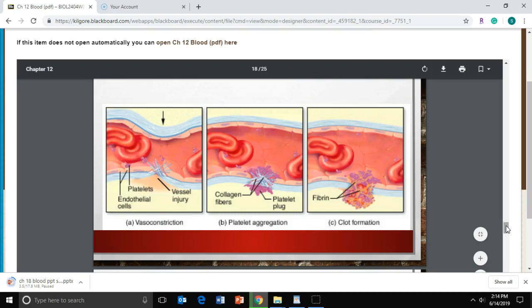And when you look at a clot, it's fibrin threads. So fibrinogen is converted into fibrin, and that is clot formation.